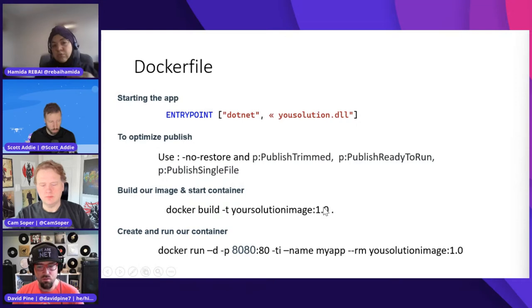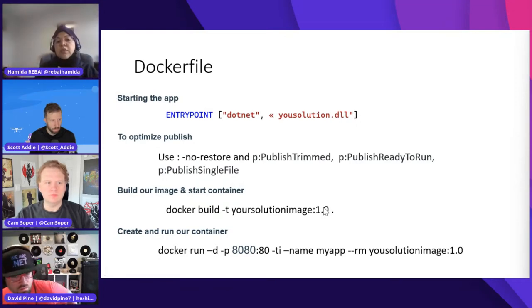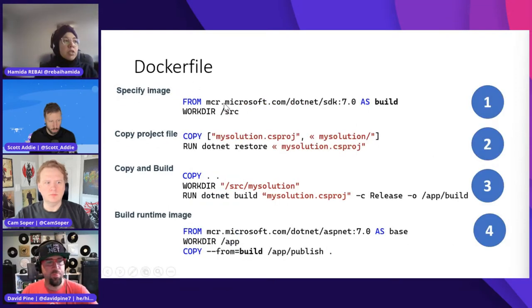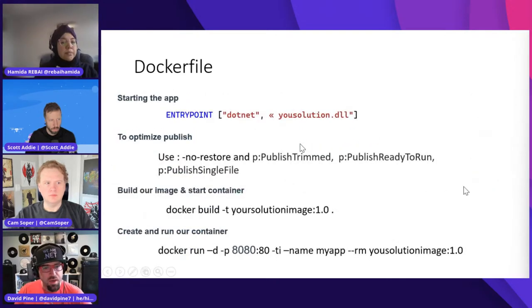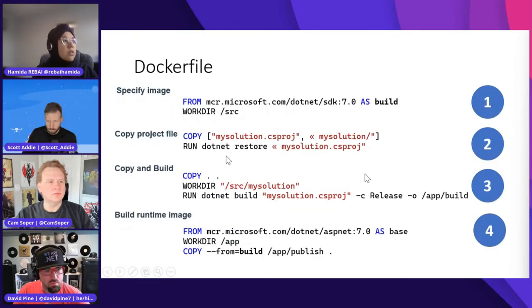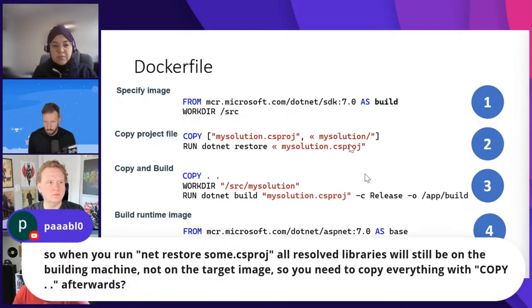We have the tags, so we are able to create multiple images from a specific image that we already used before. So if you go back one more slide, we did have another follow-up question about the copy I wanted to get clarification on real quick. So, this one? Yep, perfect. Okay. So Pablo is asking, when you run dotnet restore, all resolved libraries will still be on the building machine, not the target image. So you need to copy everything with copy afterwards? So I just wanted to specify this a bit.